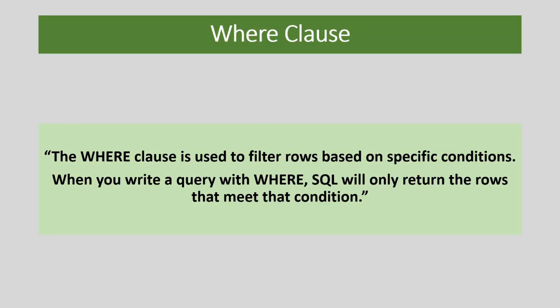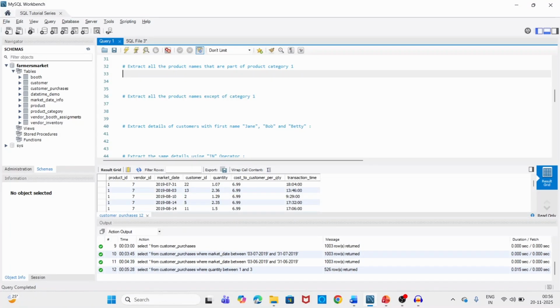The where clause is used to filter rows based on a specific condition. When you write a query with where, SQL only returns the rows that meet the condition. Now let's go to our MySQL workbench so that I can explain you in detail. Now the problem statement is extract all the product names that are part of product category 1. For this we need to get the data from the product table.